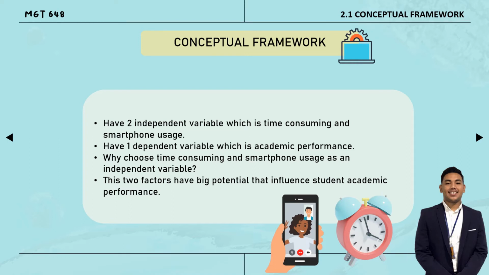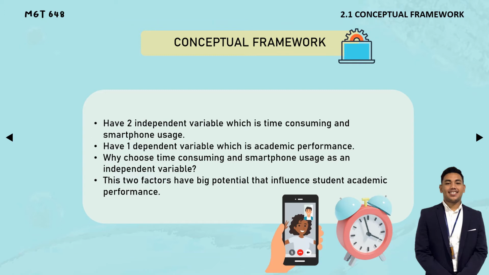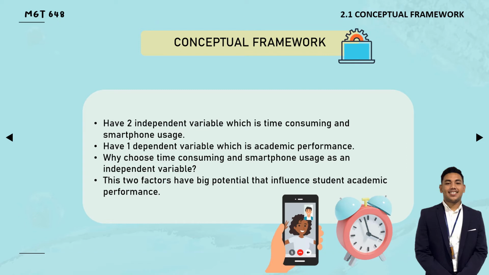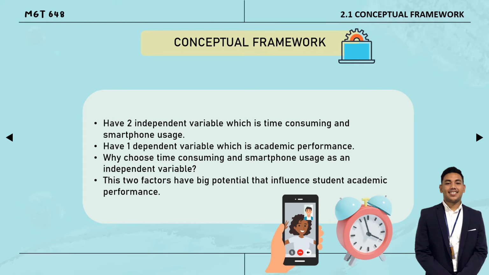Why choose time consumed and smartphone usage as independent variables? It is because these two factors have big potential to influence student academic performance.